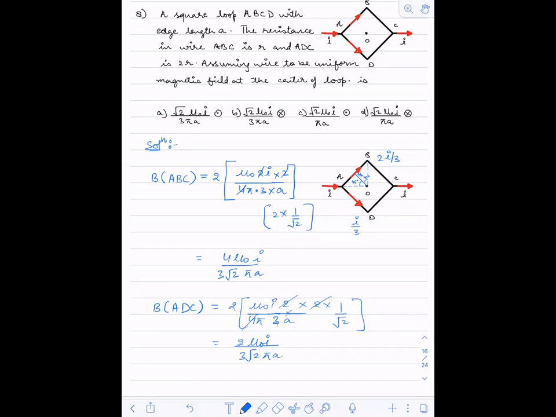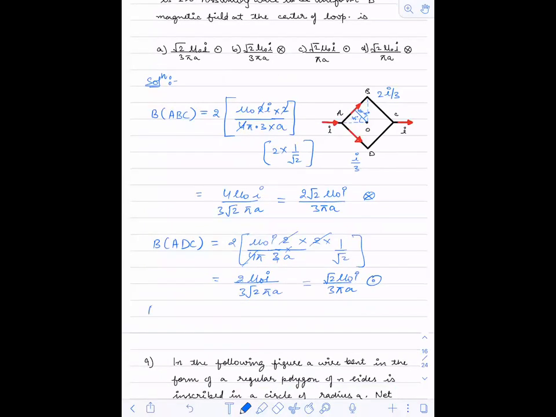You just solve this and you will get the value. Here, if you simplify this, you will get 2 root 2 mu naught I by 3 pi A. And here, if you simplify, you will get 2 mu naught I by 3 pi A. Now, the magnetic field due to ABC is downward. Magnetic field due to ADC is upward. You will cancel them each other. So the net magnetic field will be how? Due to this ABC only.